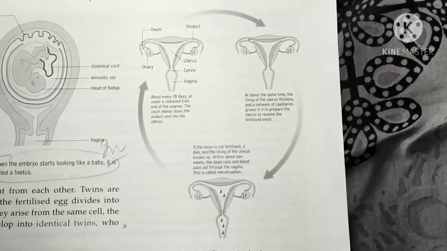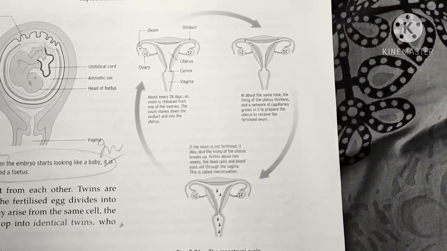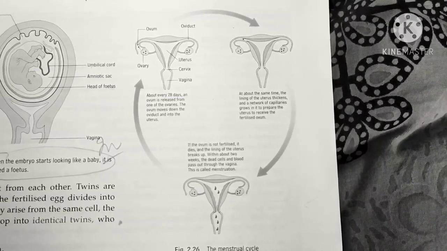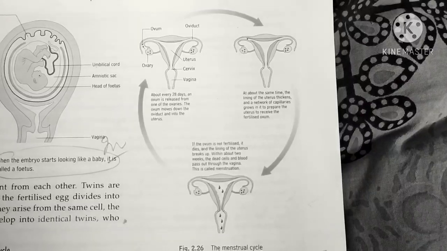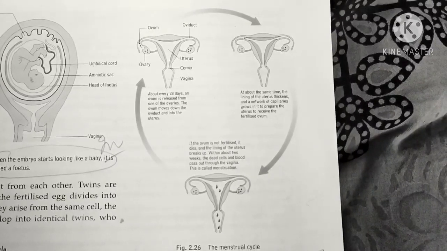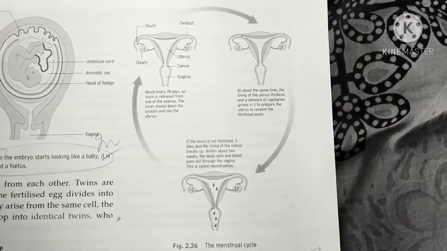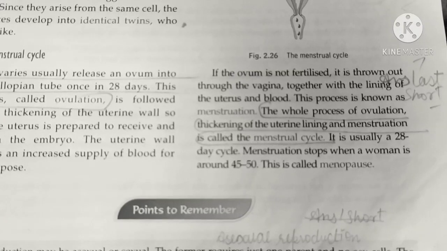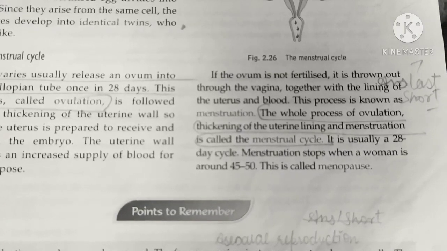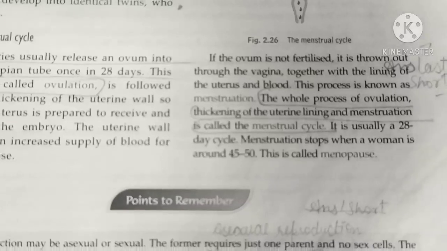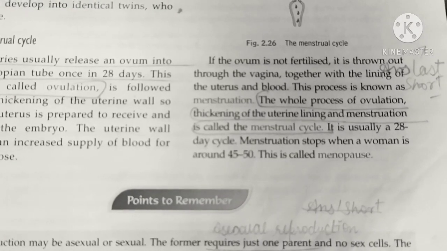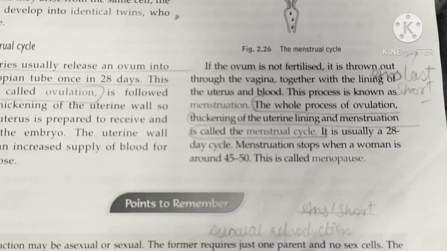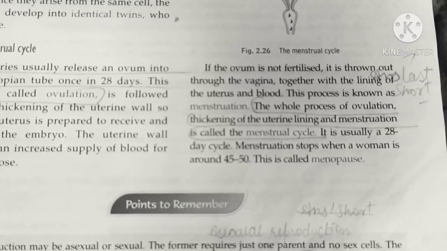Then in the next stage, if the ovum is not fertilized, it dies and the lining of the uterus breaks up within about 2 weeks. The dead cells and blood pass out through the vagina, and this is called menstruation. And the whole process of ovulation, thickening of uterine lining, and menstruation is called menstrual cycle. It is usually of 28 days. Menstruation stops when the woman is around 45 to 50, and this is called menopause.